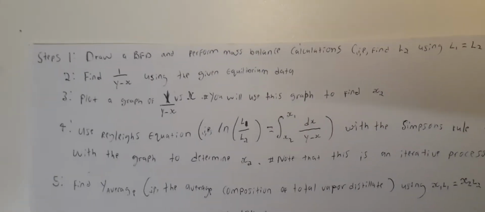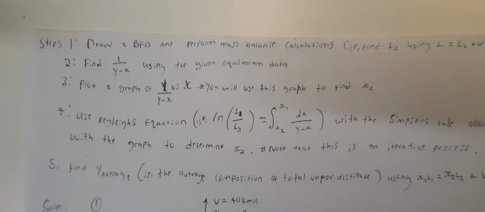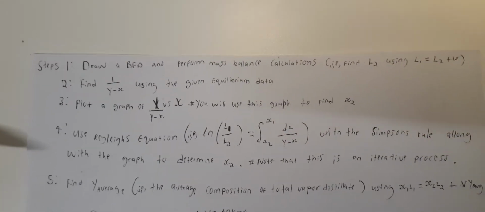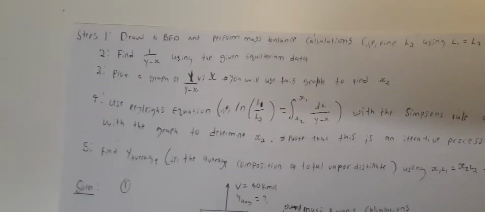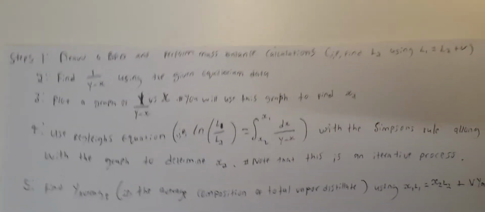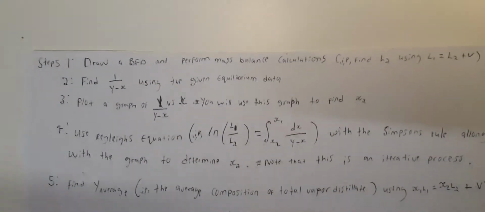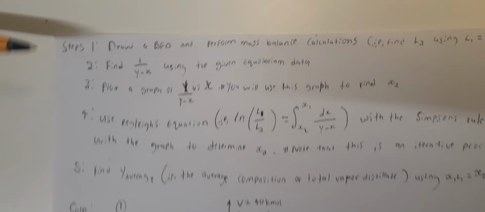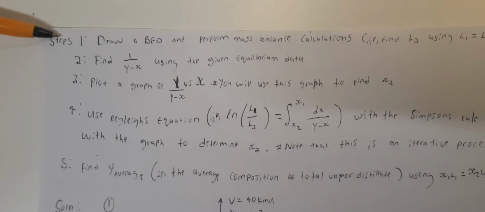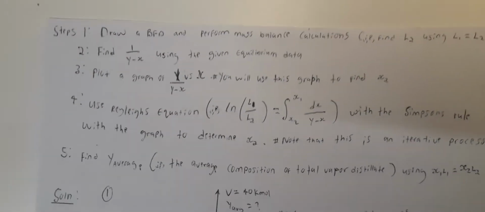Moving on to solving the problem, I wrote down 5 steps to guide you when solving the problem. This also helps you to systematically solve the problem and not to miss out any item, or find yourself whereby you end up having too many unknowns and being unable to solve the problem. So as usual, the first step is to draw the BFD and perform mass balance calculations so that you can reduce the number of unknowns.